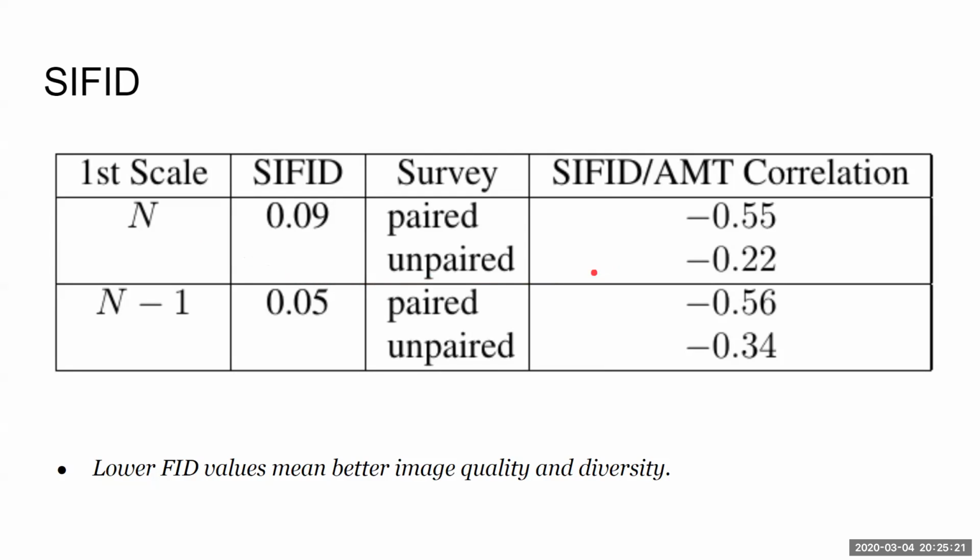So as you can see on the first scale, on the n scale, SIFID is 0.09. As you go to the second scale, it even reduces. Now, as you go up the ladder, this SIFID value decreases. So it basically shows that the image quality is improving as well as the diversity of images is also increasing. So that's really good.